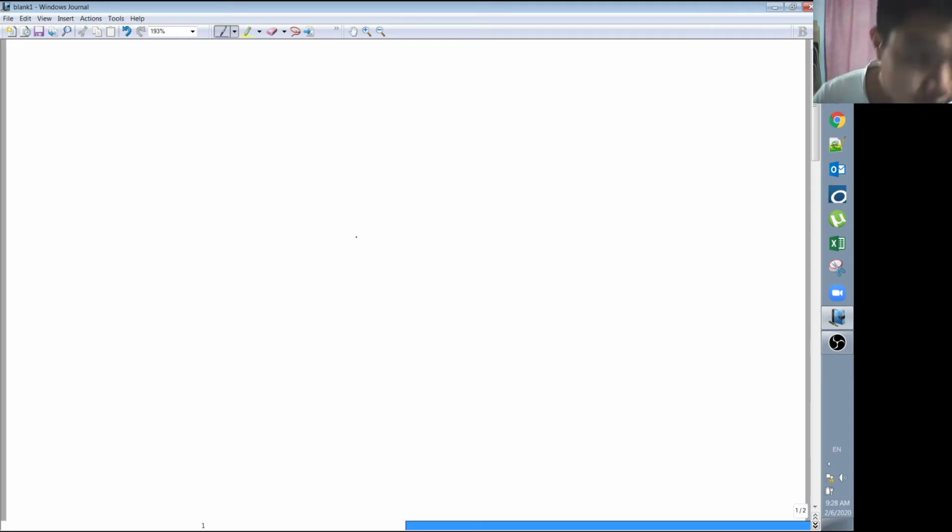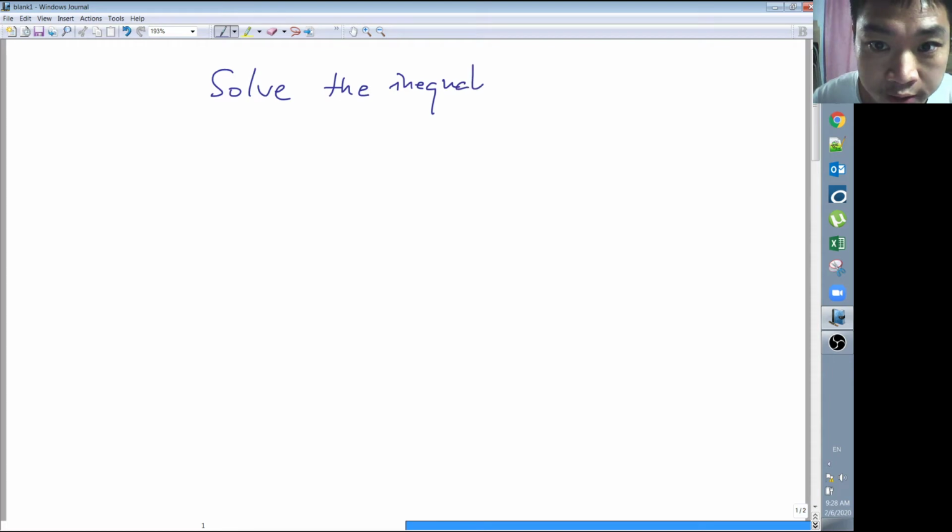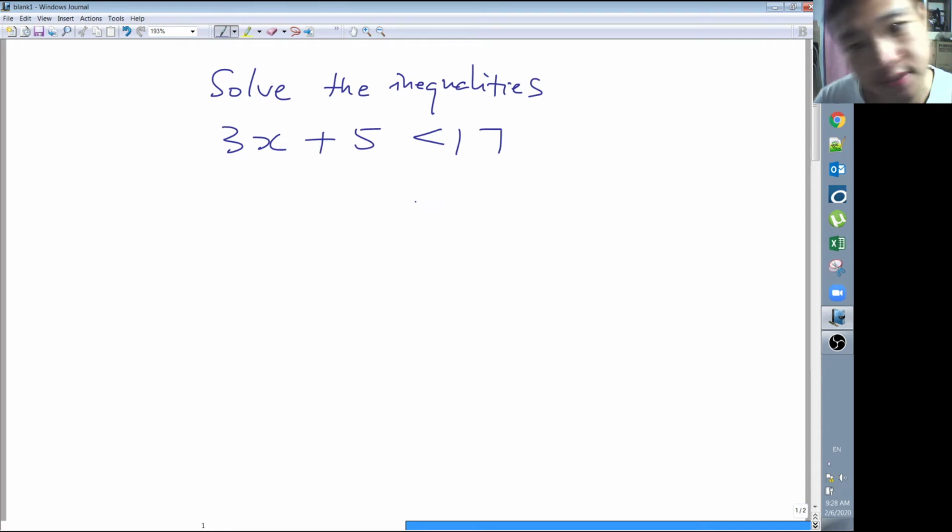Without further ado, let me insert a page. Let's look at how we can solve inequalities. This is the question. First thing first, please identify that this is a linear inequality. I hope you can see the highest power for this inequality is 1, and there's an unequal sign here, so this is a linear inequality.